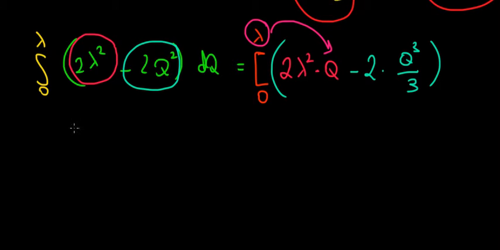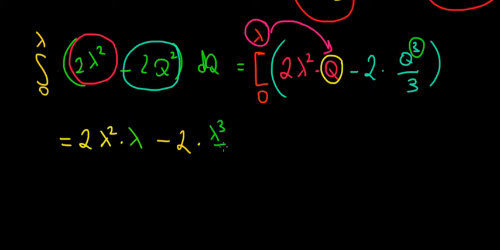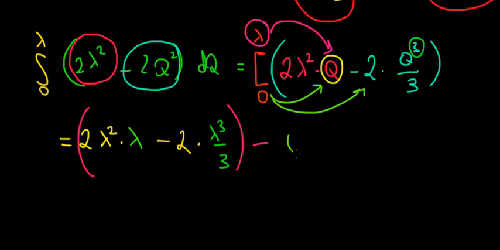So we will have the following. We will have 2 lambda squared times lambda, instead of q. Let me change colors real quick to keep track of the substitutions. Then minus 2 times lambda cubed divided by 3, where we substitute lambda into the expression. We close those brackets. And minus, we substitute 0 into all of that. When we substitute 0 into the quantities, we just get 2 times 0, and here 2 times 0 over 3, so the entire expression is just going to be 0.